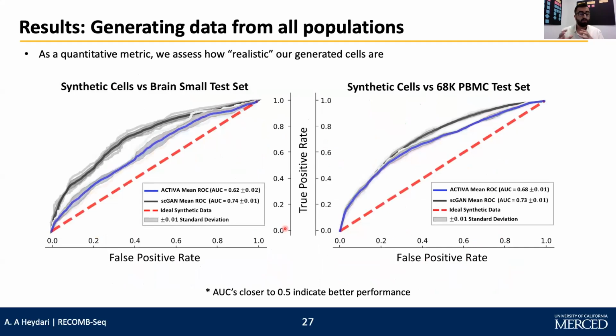But quantitatively, how can we measure how well we're generating data? One way to think about it is: can we distinguish the data that we're generating from the real data? If the answer is yes, then that's not a good thing. We want a classifier to have a really hard time distinguishing between the data that we're generating and the real data. So it's kind of counterintuitive, but we want the AUC for this classification problem to be closer to 0.5, because we want the classifier to be confused. For both data sets, we can see that ACTIVA is doing a much better job than SCGAN, the current state-of-the-art model.